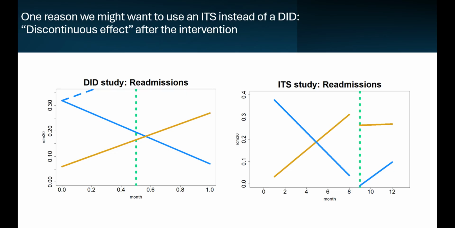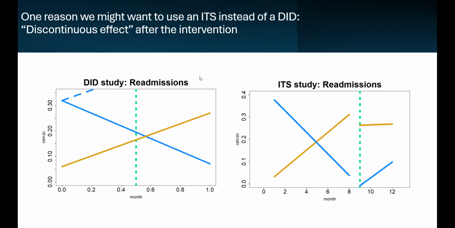So one reason we might want to use an ITS instead of a DID is if we suspect that we have a discontinuous effect after our intervention started. In this graph we have on the left the results from a differences-in-differences study, where in this example we're looking at 30-day readmissions. And on the right we have an interrupted time series study, and again it's the same data. We're looking again at 30-day readmissions.